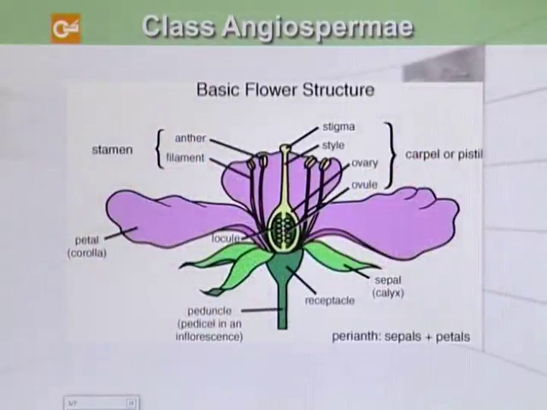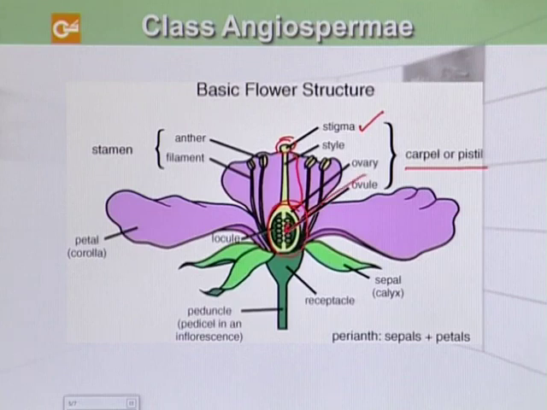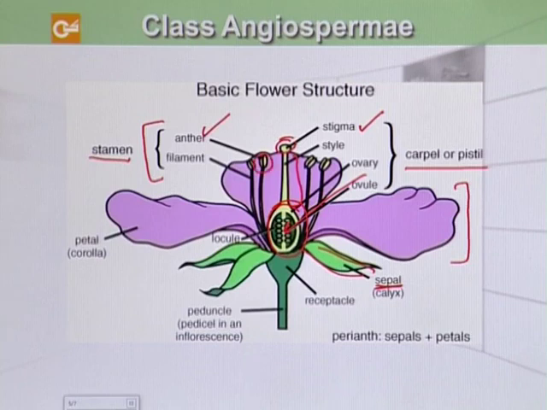Now we will see the basic flower structure of class Angiospermae. We can see here that it comprises the carpel or pistil, which is the female part, and it comprises the stigma, the style, and here there is the ovary. Inside it is the fertilized ovule, and this is the sepal part, and these are the petals, and these are used for pollination. And here is the male part, which is also called the stamen, and it comprises the anther, which has spores in it, and the filament.